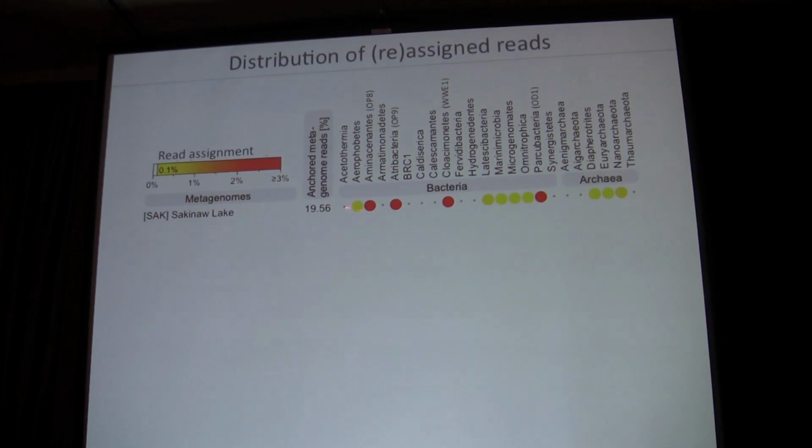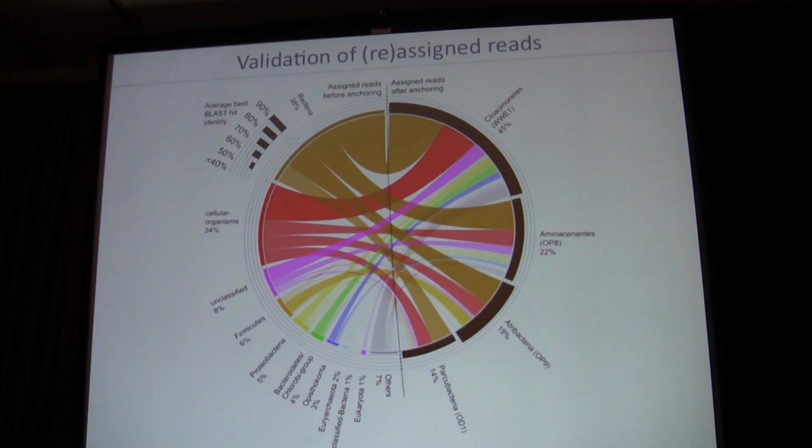I only want you to focus on these 4 red dots. So the bulk of the reads are over 3% of the reads, for example, binned to OP8, over 3% to WWE1, OD1, and OP9. Now, how can we say that this assignment, this binning, is actually accurate? And so what I'm showing you in the next slide is, and again, I only want you to focus on part of this plot.